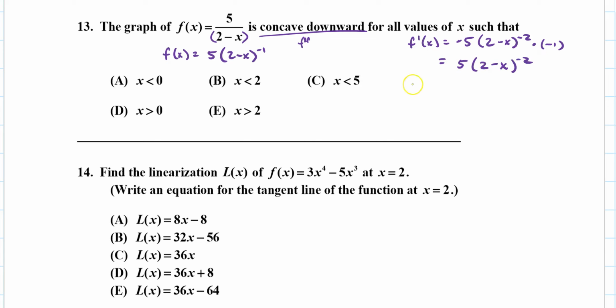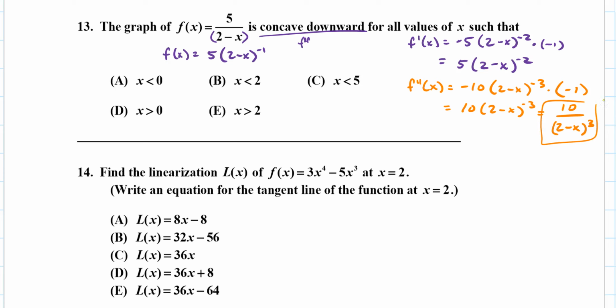And then my second derivative is going to be negative 10 times 2 minus x to the negative third. And then once again, chain rule times negative 1. So I get 10 times 2 minus x to the negative third, which can be written as 10 over 2 minus x to the positive third. So there's my second derivative.